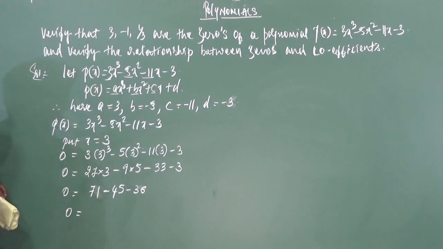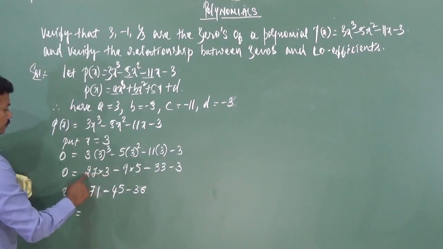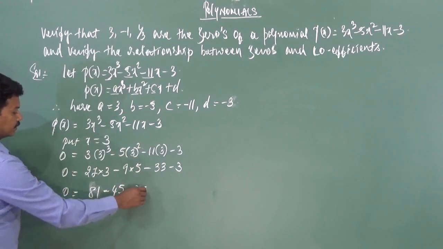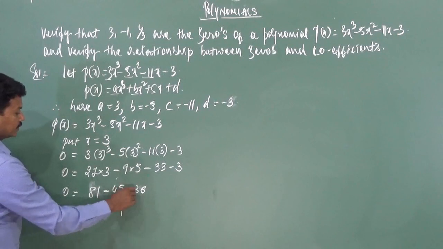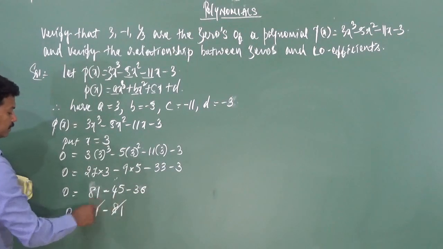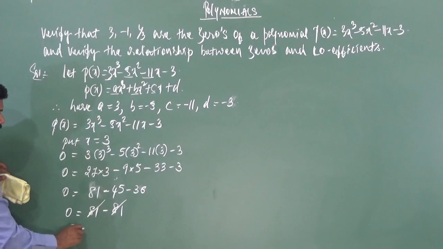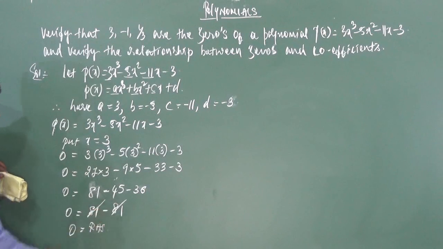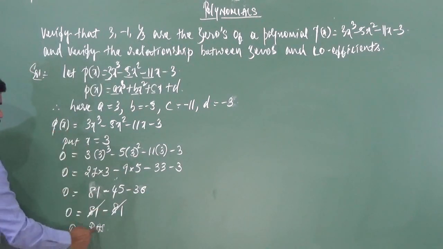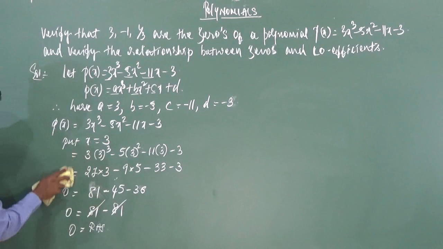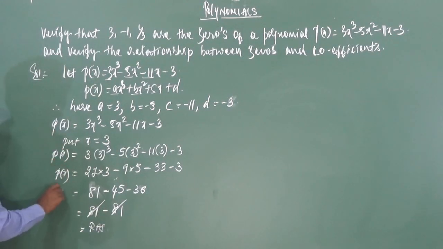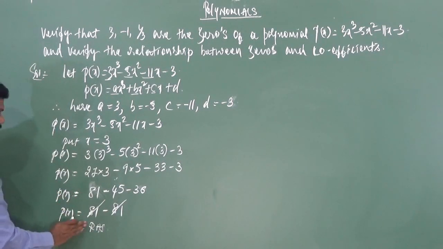So 0 is equal to 81 minus 45 minus 36, 6 plus 5 is 11 and 4 plus 3 is 7 plus 1 is 8, so minus 81 plus 81 is cancelled, so 0 is equal to RHS. So P of x has become equal to 0, or we can maintain P of x here, no problem. Here also P of x, so P of x is equal to 0.